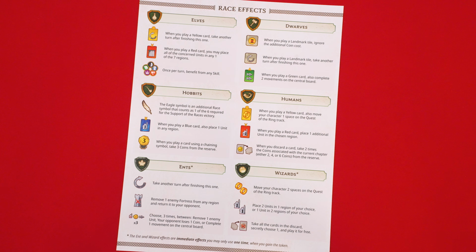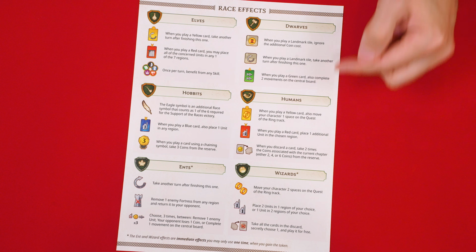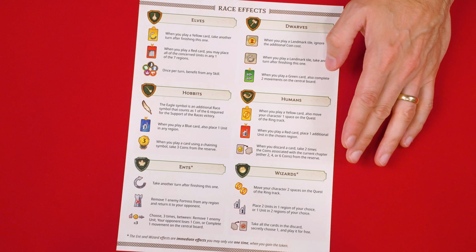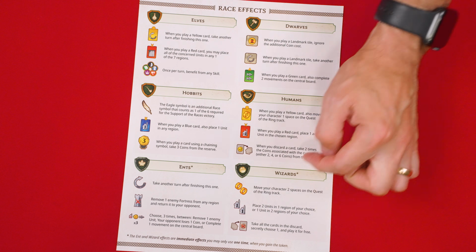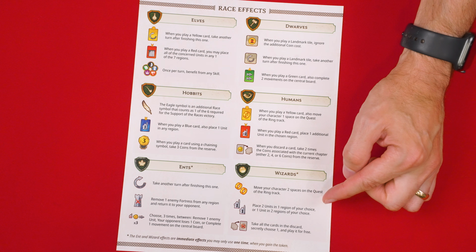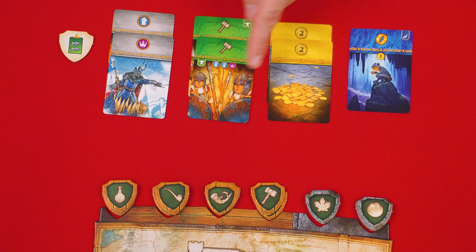We're not going to go through all the race effects in this video, as how they work is described on this player aid, but feel free to pause the video if you'd like to get an idea of the types of benefits they provide. Most are ongoing, but any provided by Ents and Wizards occur once at the time you gain the related token.